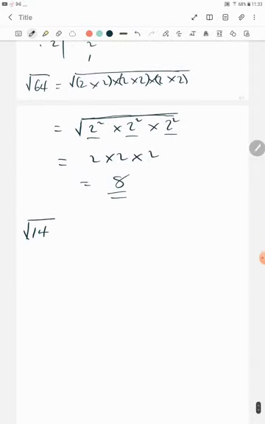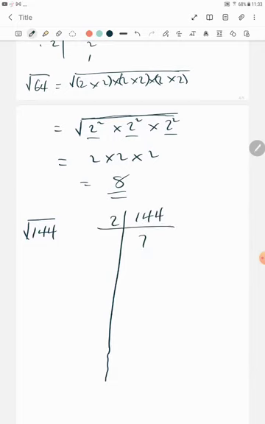Root 144 is what we want to find out right now. So I can see there is an even number. I would continue. I will start with 2. That will be 72. Then I will use 2 again. That will give me 36. I can use 2 again. That will give me 18. I can use 2 again. That will give me 9. Now I cannot use 2 anymore, so I can only use 3. That will give me 3, and then I have 3, 1.